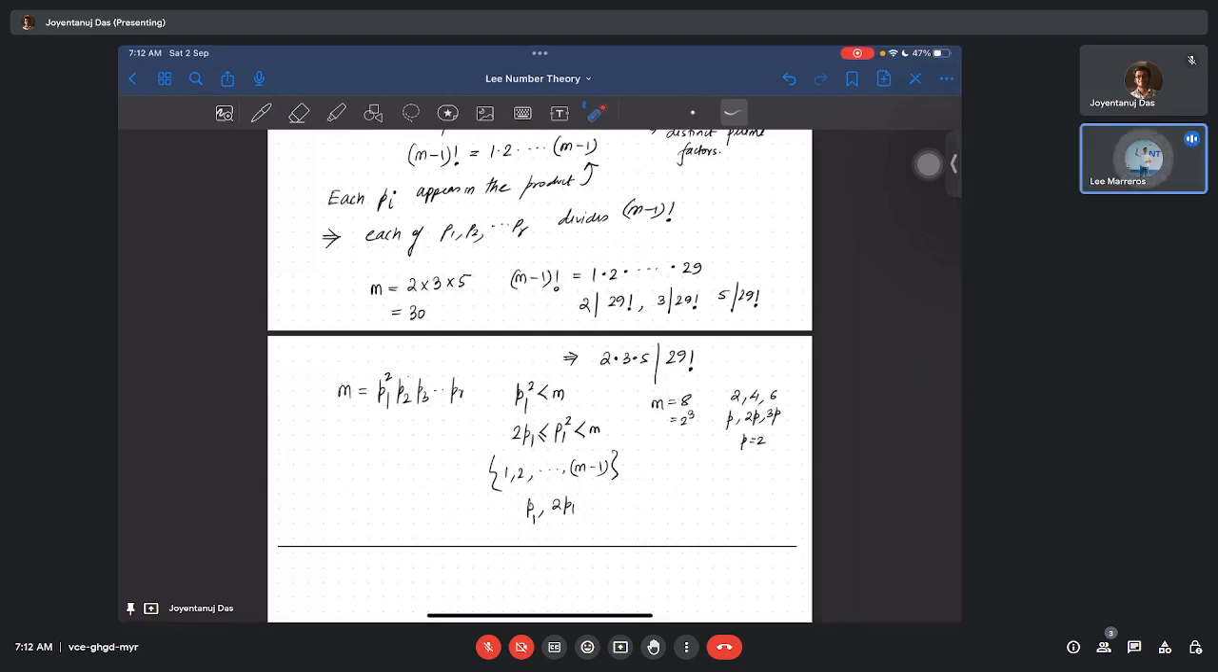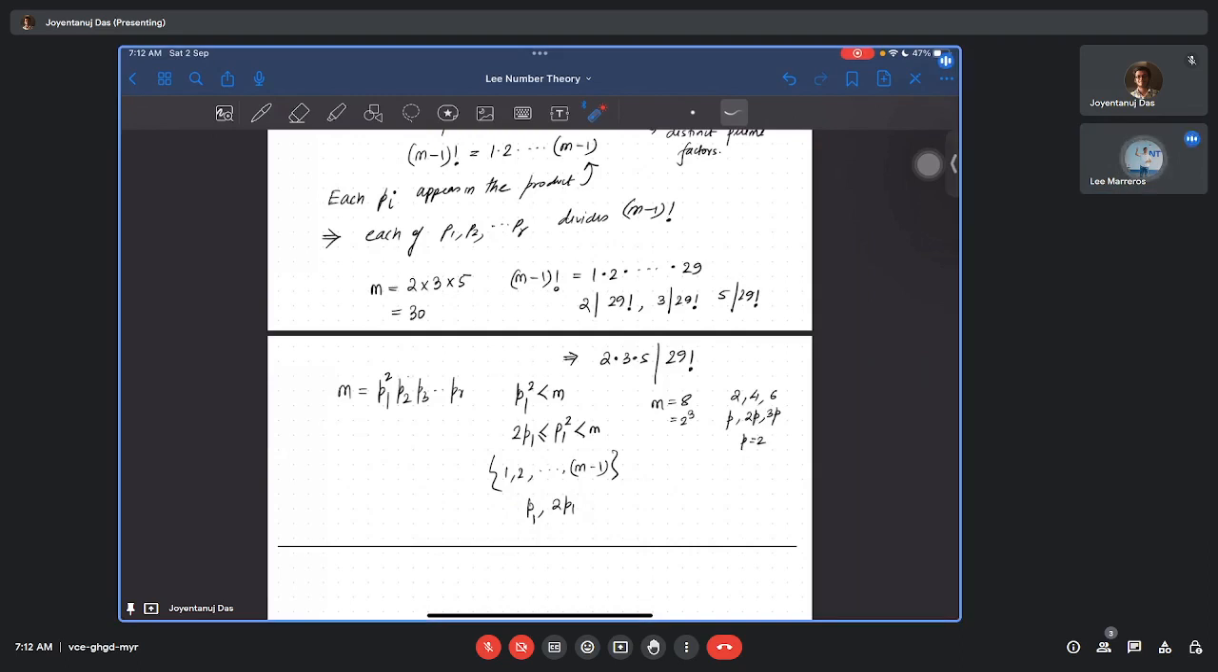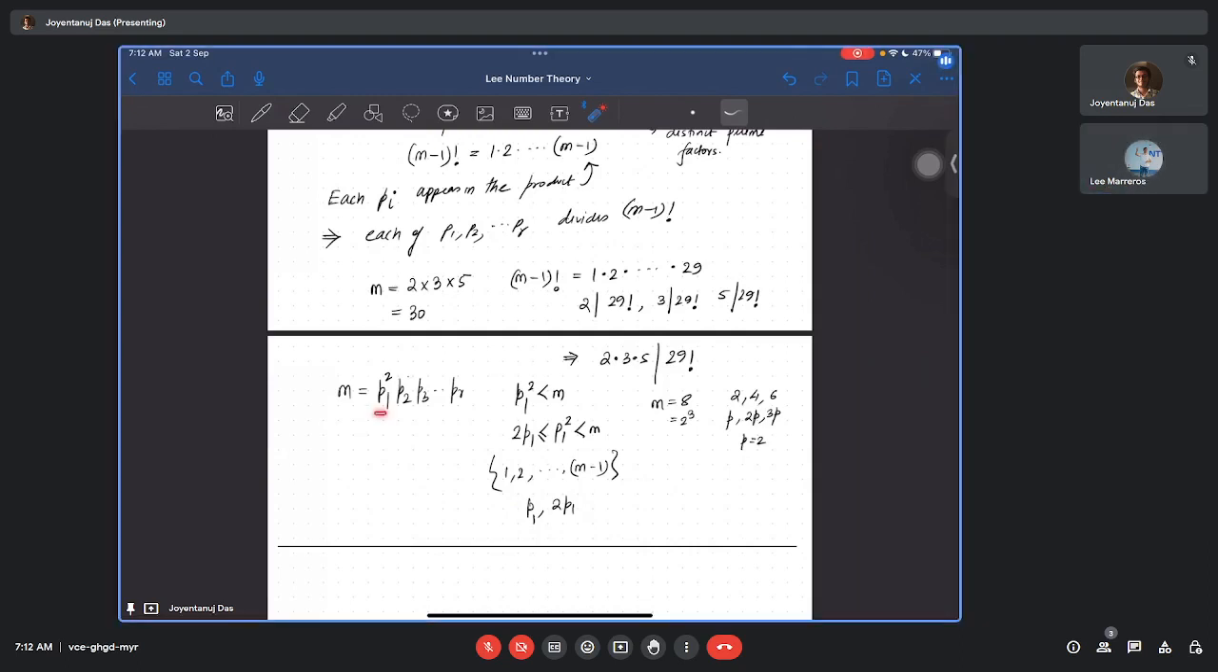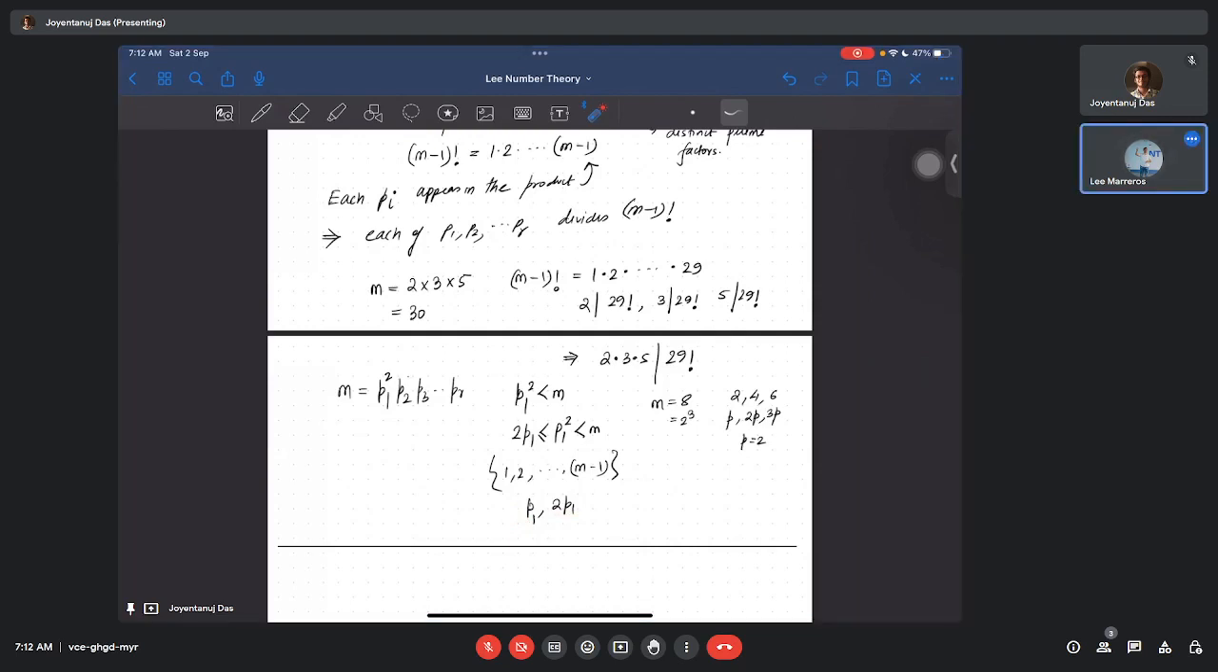Yes, but why do you replace p1 square with 2p1? Because I want to divide, right? I want to show that m divides m minus 1 factorial. So it is sufficient if I get two factors of p1 out of this list, right? So p1 and 2p1 is sufficient, right?